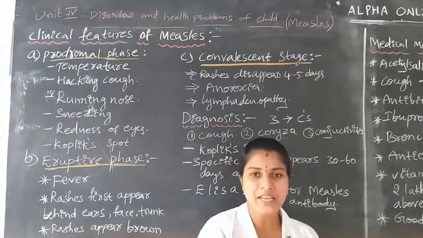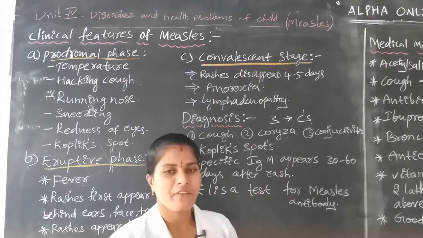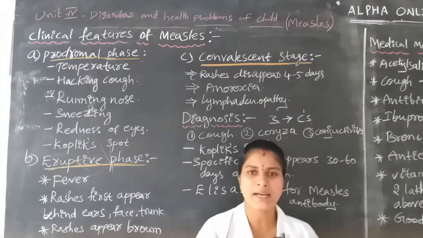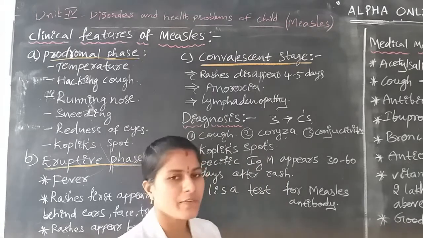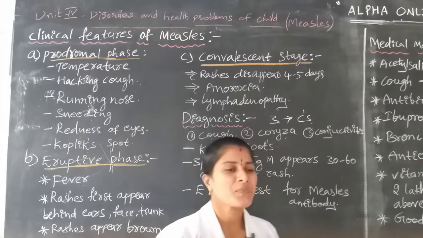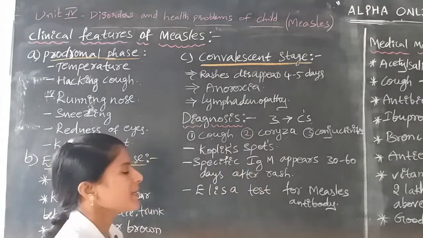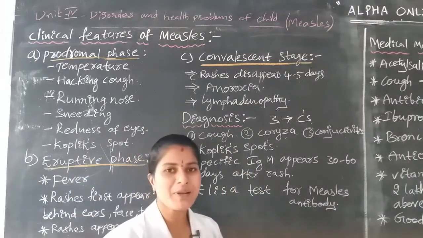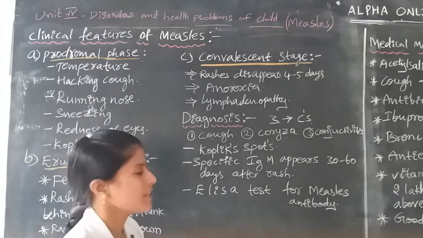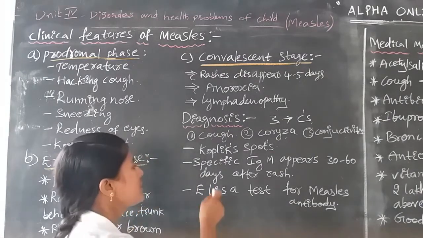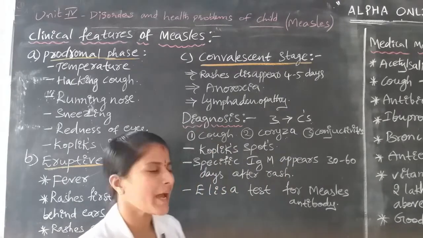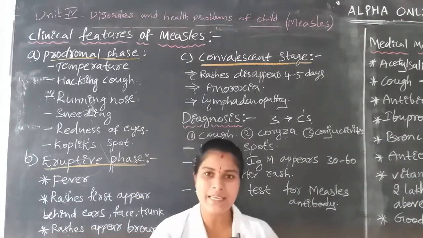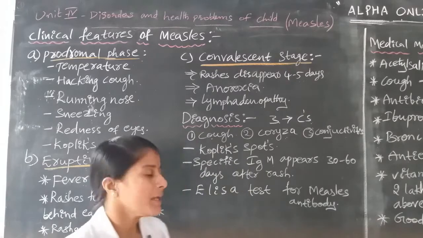By identification of Koplik spots on the face, behind the ears, trunk, and extremities, we decide the child is suffering with measles. Next here, one test we do for confirmation of this measles disease: specific immunoglobulin M. Immunoglobulins are there, IgG, immunoglobulin G, immunoglobulin M, like that.